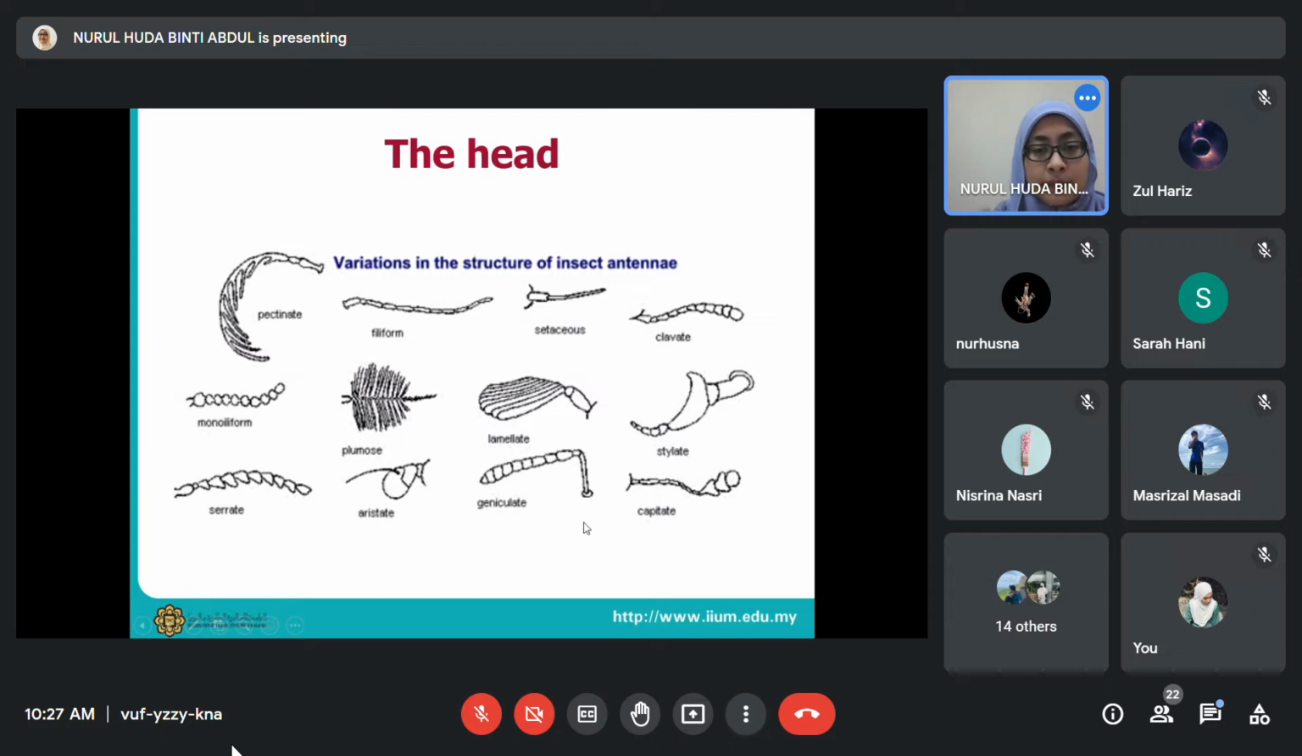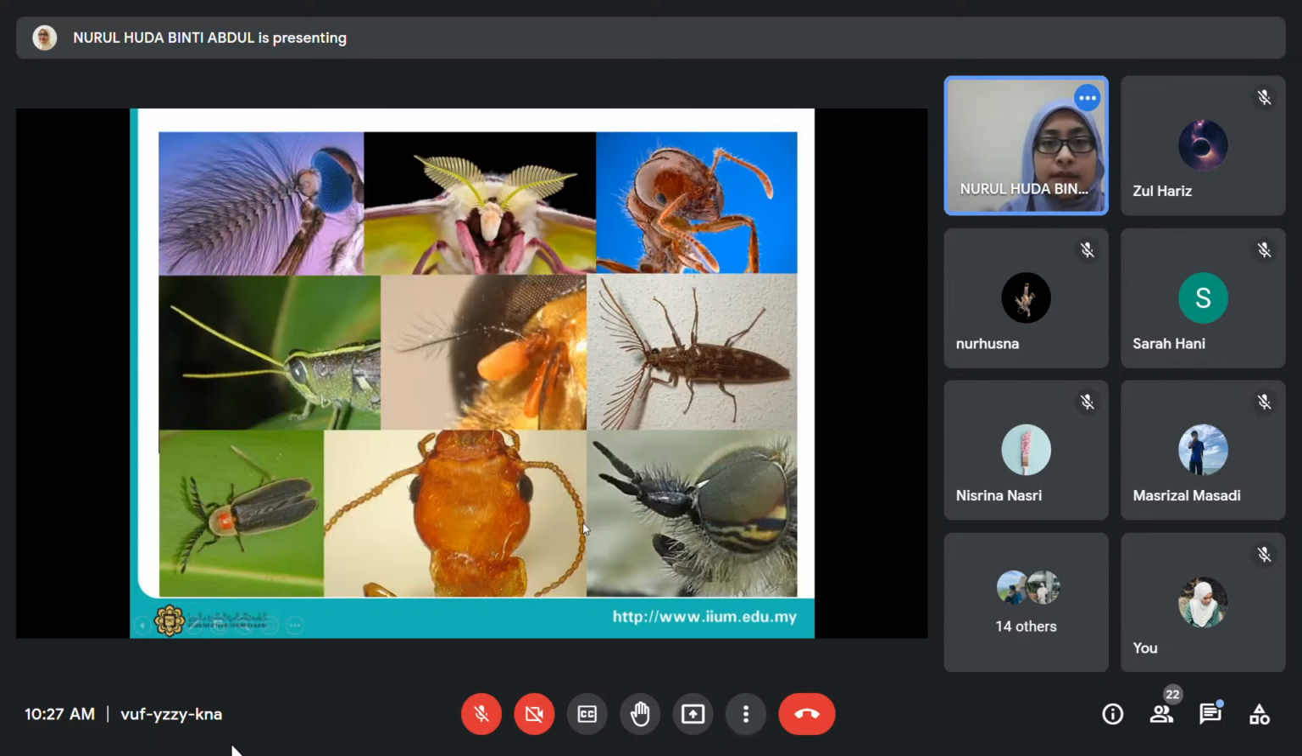Okay, here this is the picture together with the owner. Okay, the first one, siapa yang boleh agak? Anyone? Plumose. Yes, it's a plumose, but what type of insect is that? Tak boleh agak. Cannot? Tak boleh ha? Okay.